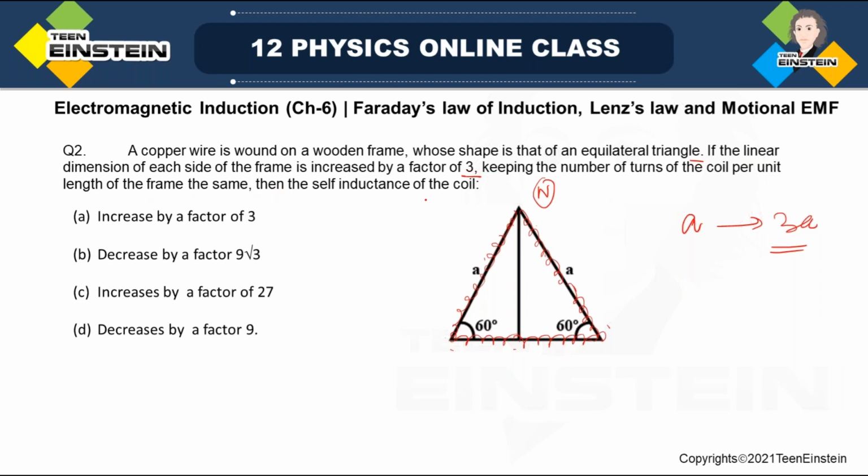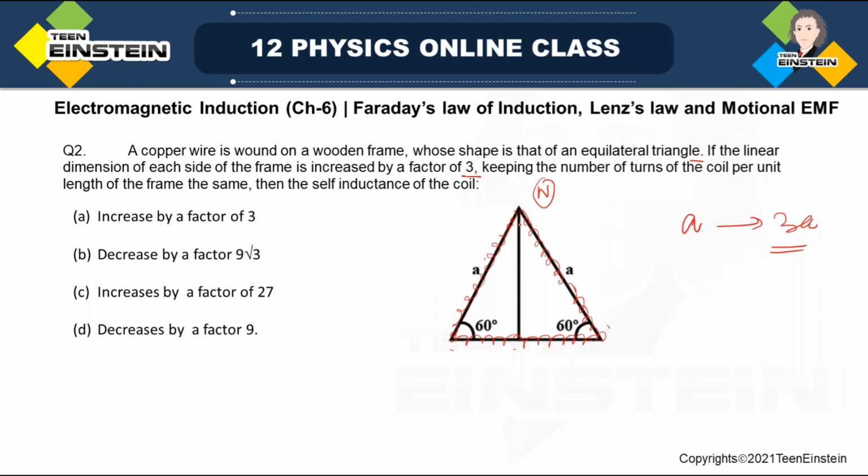Then the self inductance of the coil will be increased by a factor of 3, or decreased by a factor of 9 into root 3, or will increase by a factor of 27, or will decrease by a factor of 9. So you have to answer this question. How to solve this problem? I'll make it clear again.